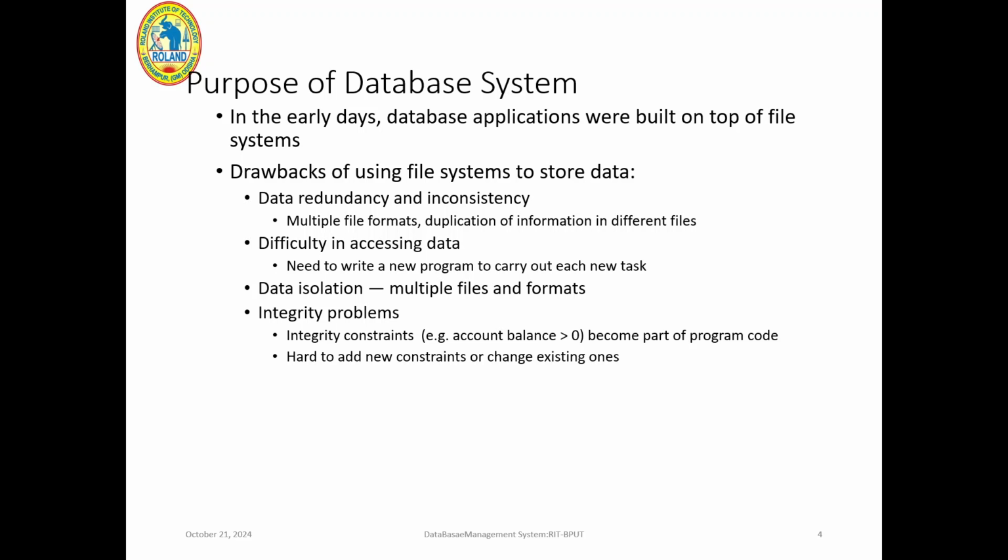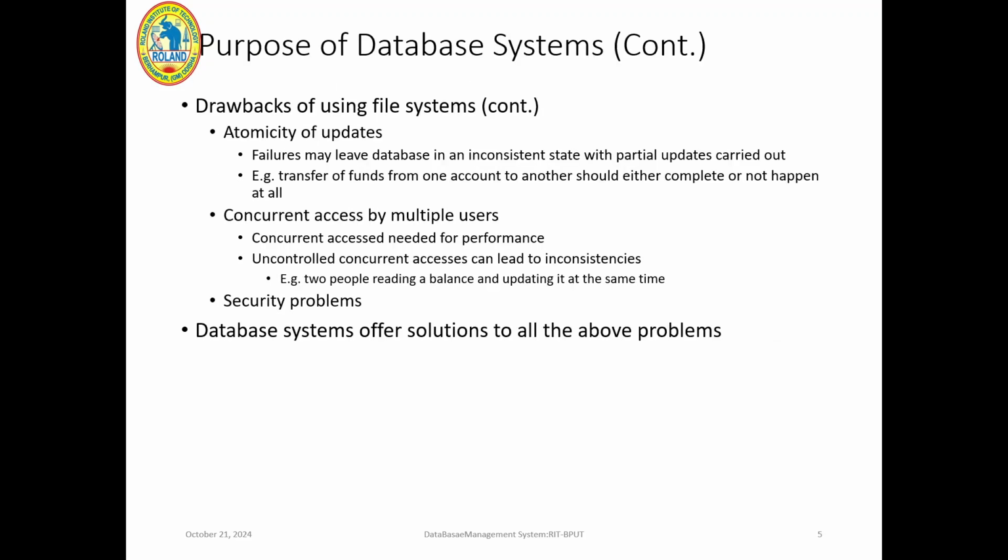Then adding new constraints on changing. Suppose initially the minimum balance was 500 rupees. Now the bank wants 5,000 rupees as the minimum. Then it is difficult to implement. That is a drawback of using the file system.